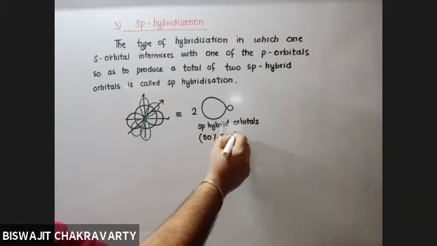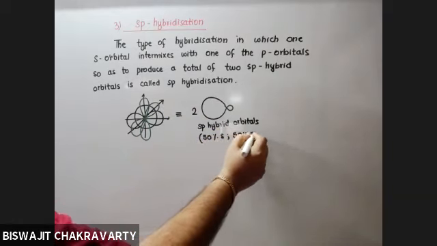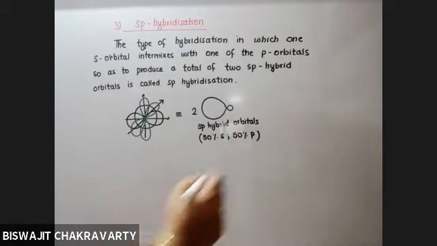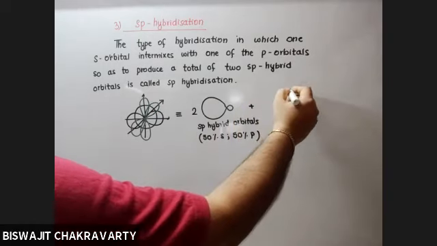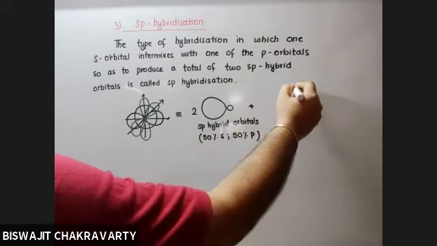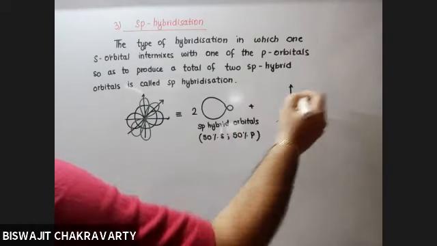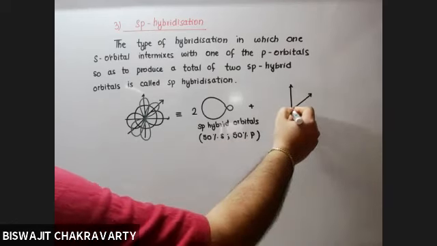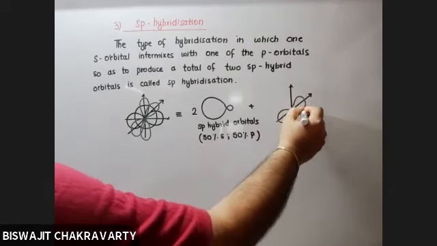With 50% S and 50% P character. Whereas the two p orbitals that did not take part in hybridization are mutually perpendicular to each other.